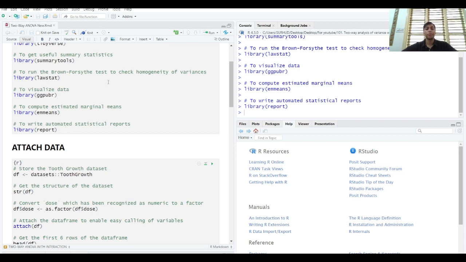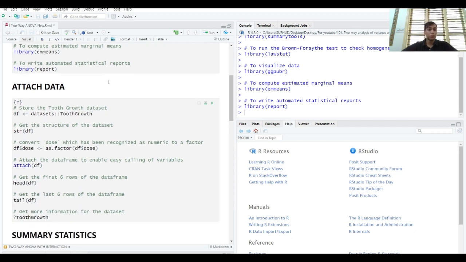statistical reports. So for the purposes of this tutorial, we'll be working with a ToothGrowth data set. This is the same data set which we have used for the one-way analysis of variance, where we only concerned ourselves with the dose of vitamin C. More details are provided in that video.